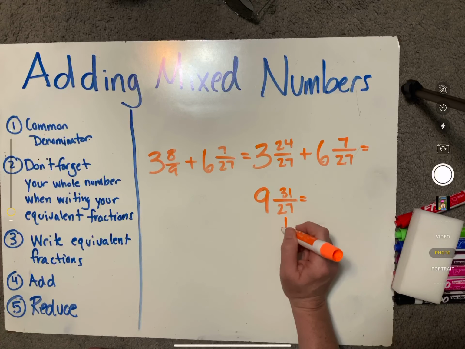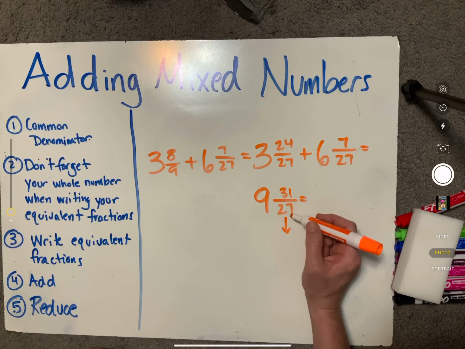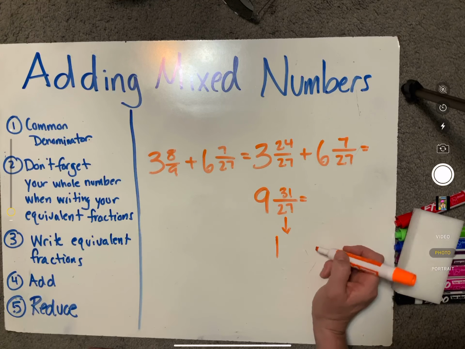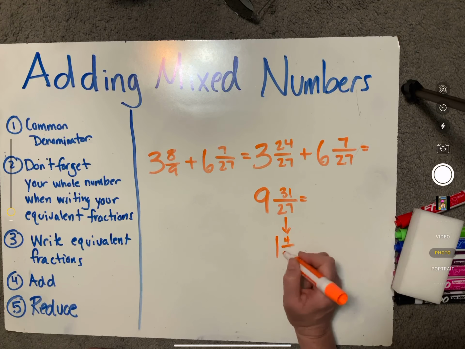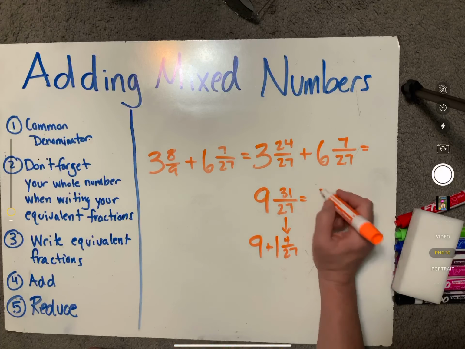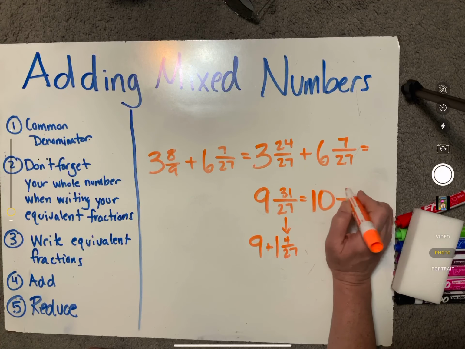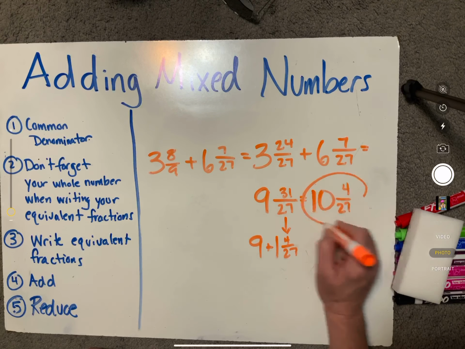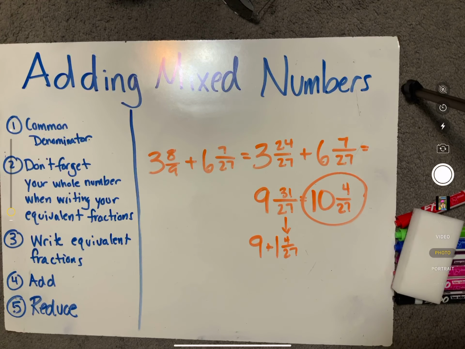Now, once again, we've got an improper fraction. 27 goes into 31 one whole time with 4 27ths left over. So we would have the 9 plus the 1 in that case. So 10 and 4/27. Okay?